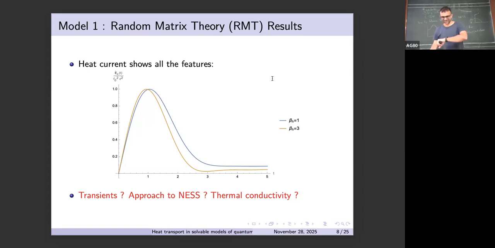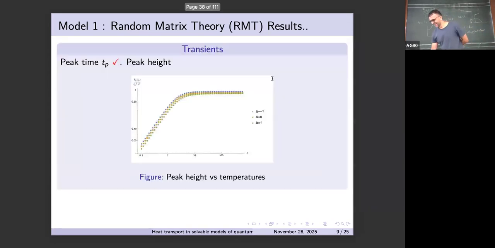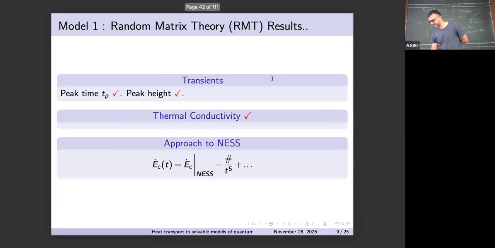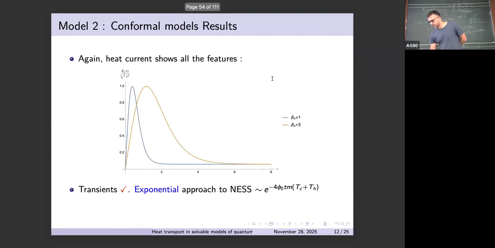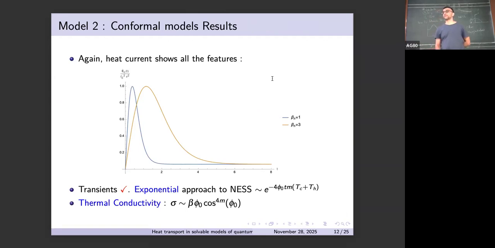Maybe in the interest of time, here are the short questions for you. So what I wanted to say was that there is an exponential approach to NESS, and we can actually calculate thermal conductivity. It's something in terms of phi naught and m. So this is what I explained. Here's my question: is the thermal conductivity of what? I'm not going to say there's a channel, but it is just this.